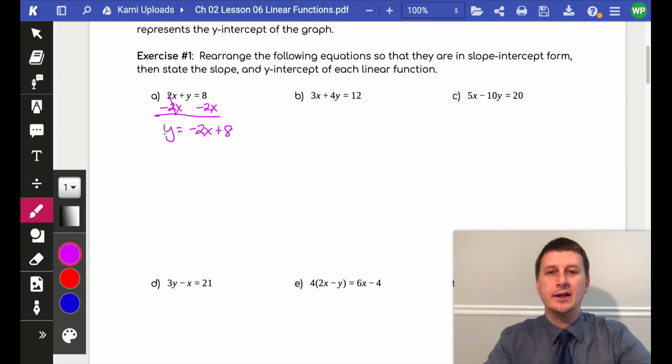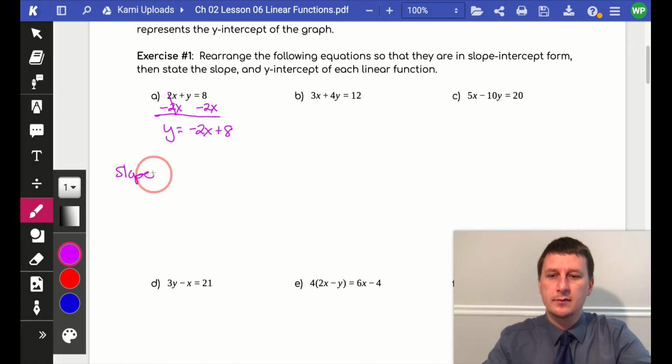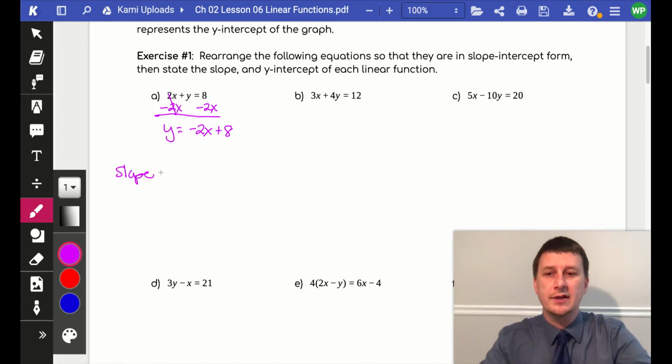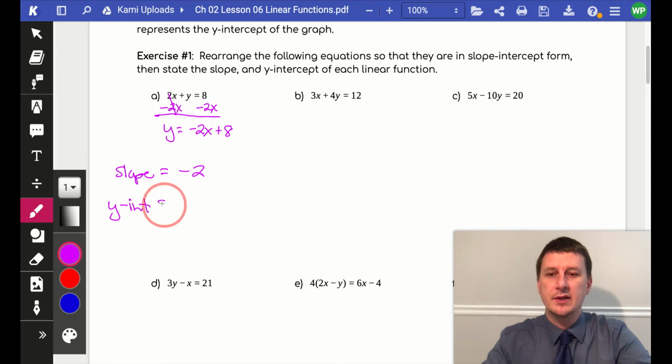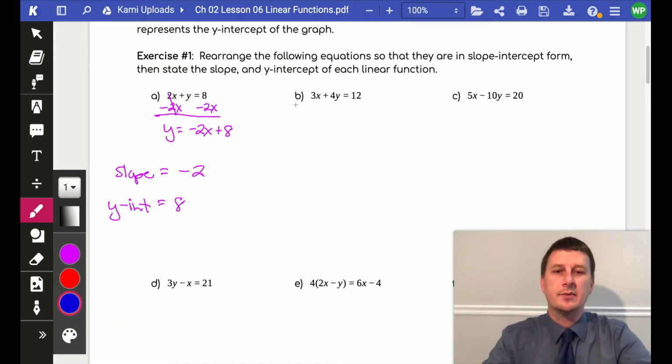And now I have my equation in slope-intercept form, and it's called slope-intercept form because now I know my slope and my y-intercept. My slope is the number that is the coefficient of x. So my slope is negative 2. That's the coefficient of x. And my y-intercept is going to be positive 8. All right. So now let's go to part B.